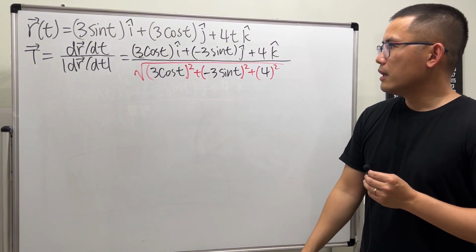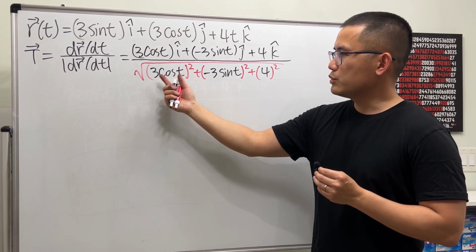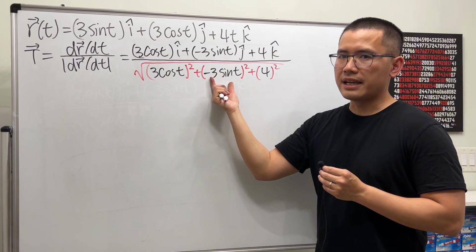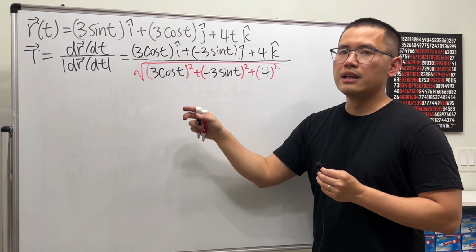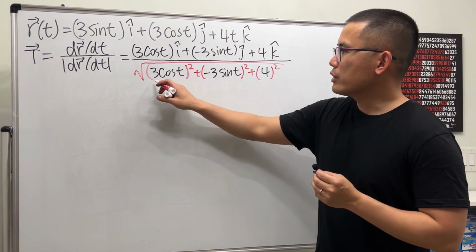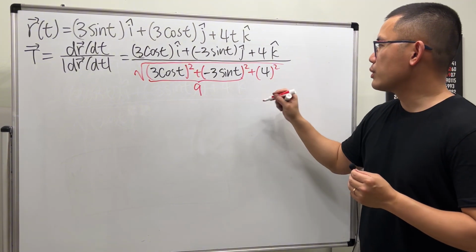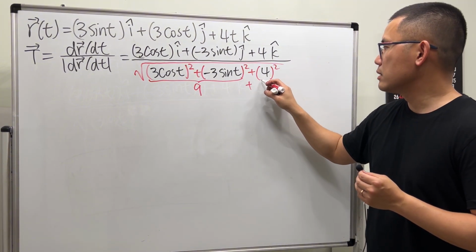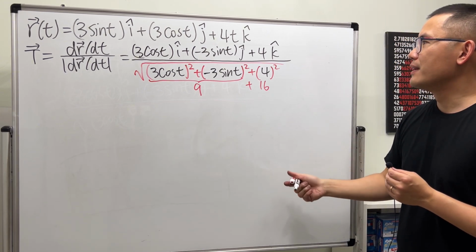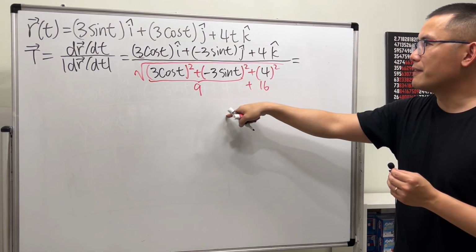Then we just have to divide it by the magnitude of this, so we take the square root, square each component, and add them up. So 3 cosine t squared, and then we add negative 3 sine t squared, and then don't forget the 4 squared. This is just 9 cosine squared, and this is also 9 sine squared. So we can factor out the 9, and then we have sine squared plus cosine squared, which just gives us 9. And this right here is of course 16. So the square root of 25 is just 5. So it's pretty much this, divided by 5.